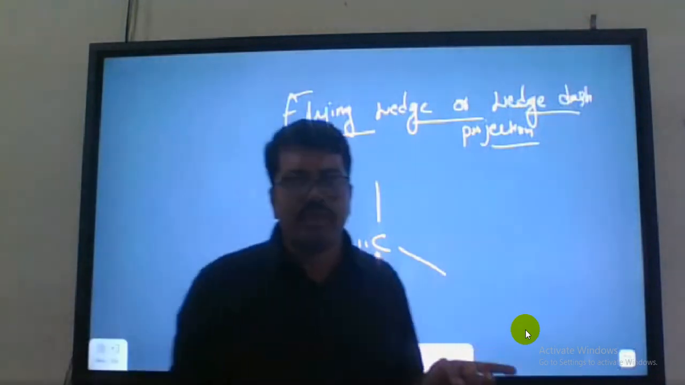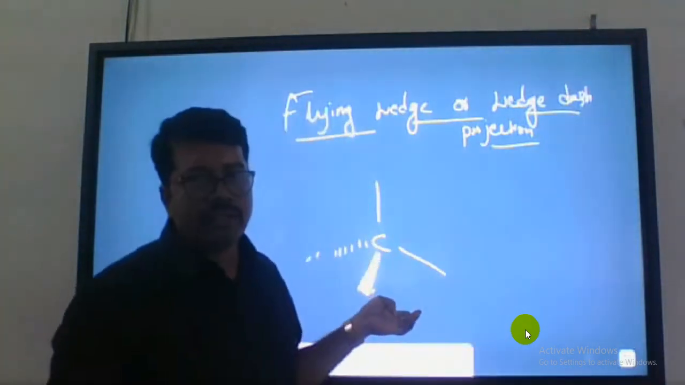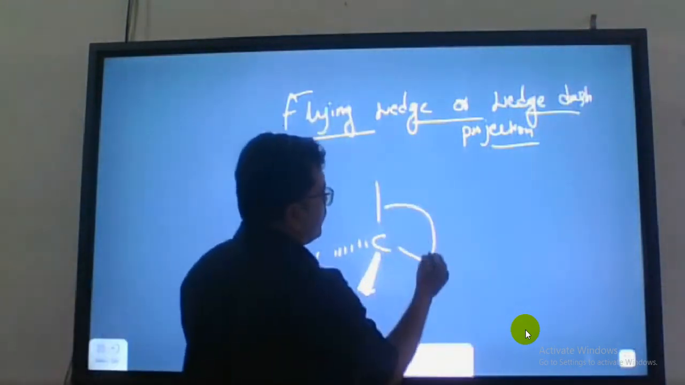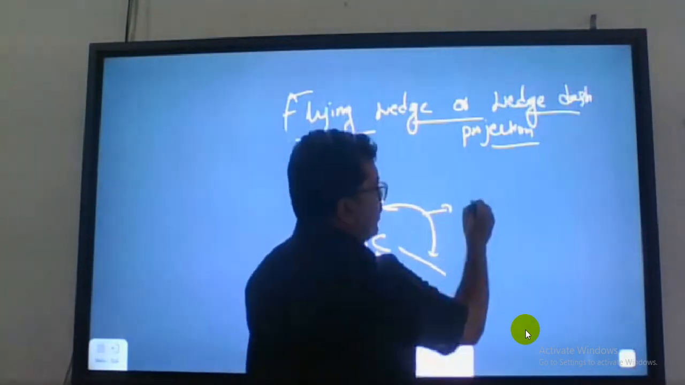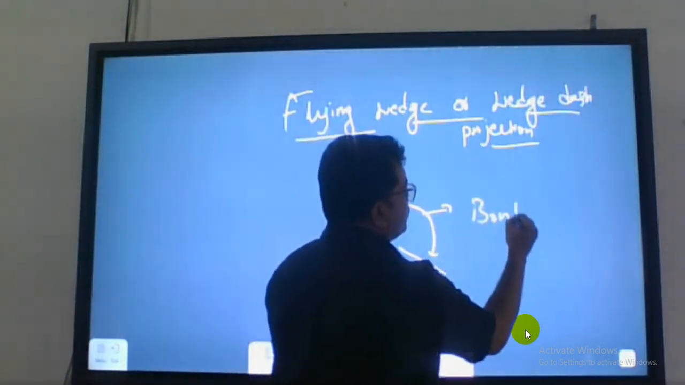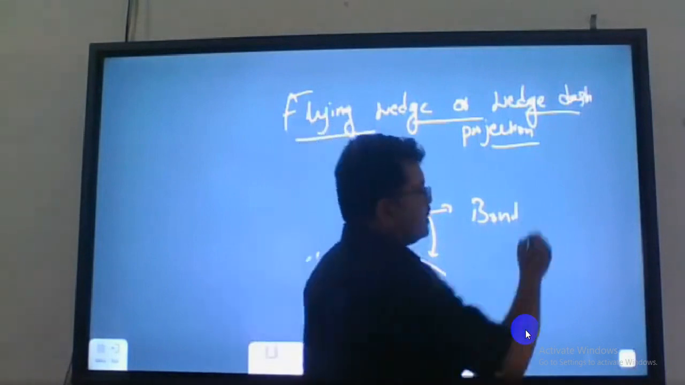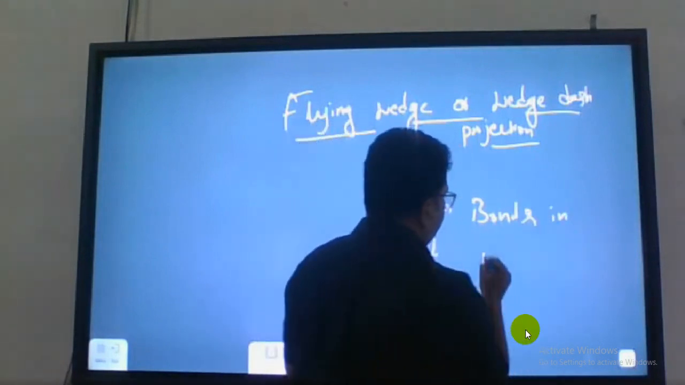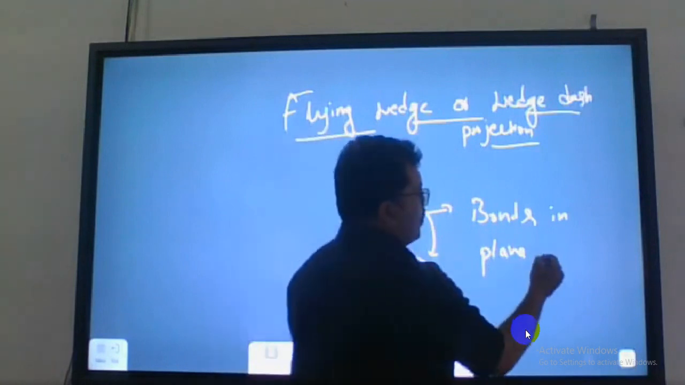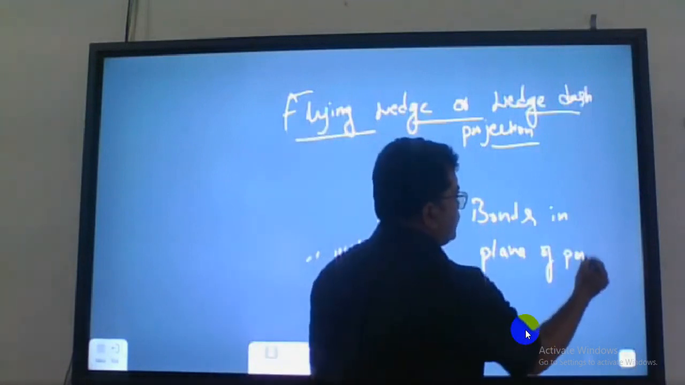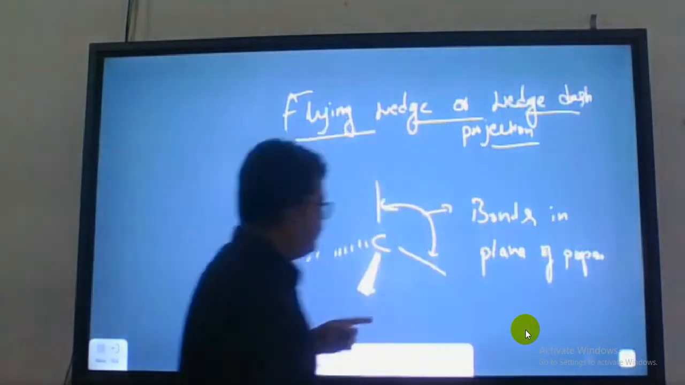So here, these ordinary lines represent what? Bonds in plane. Bonds in plane of paper.